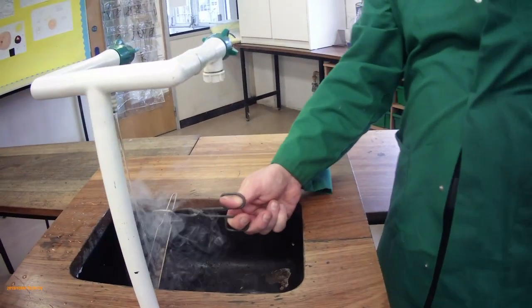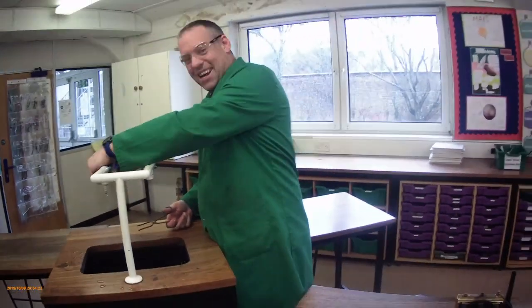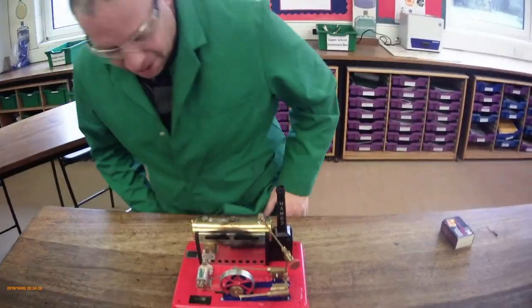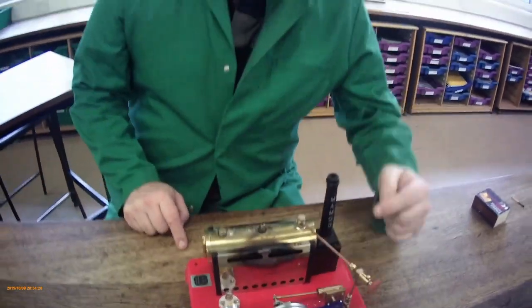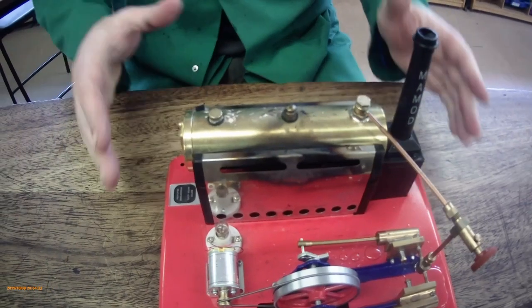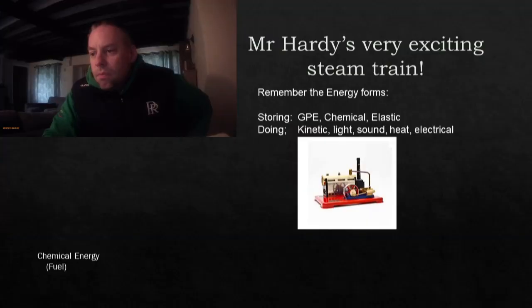Woohoo! There we go. Nice little paraffin one now. Yeah, that's nice, isn't it? Yeah. So, chemical, heat and light, kinetic, into electricity, into light. And this is the model of how a power station works. Brilliant. I hope you can see how excited I got.